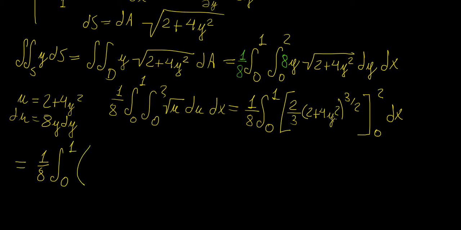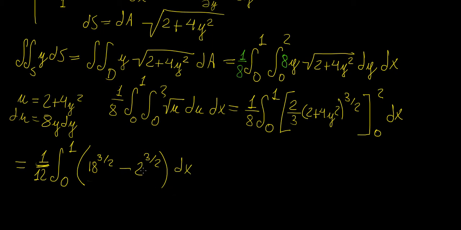Okay, so when we put 2 in here, that becomes 4. 4 times 4 is 16, then we have 18. So 2 on 3. Actually, let's take the 2 on 3 outside. Okay, so we're going to have 2. This is going to cancel out with the 8, so this becomes 1 on 4 times 3, that's 1 on 12. So now we're going to put this in here, so we have 16 plus 2, that's 18 to the power of 3 on 2. And then we're going to put 0, so that's going to be minus 2 to the power of 3 on 2. And all of this is going to be integrated with respect to dx.